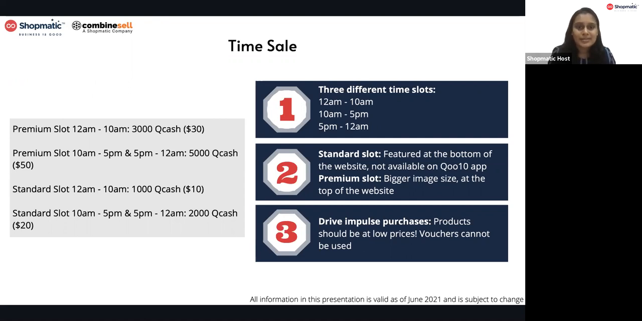So there are different pricings for the different times and the different slots. Premium slot 12 a.m. to 10 a.m. is 3,000 Qoo cash, whereas the premium slot for the other 2 time zones are 5,000 Qoo cash. The standard slot is cheaper, so that's 1,000 Qoo cash at 12 a.m. to 10 a.m. And for 10 a.m. to 5 p.m. and 5 p.m. to 12 a.m., it's 2,000 Qoo cash.